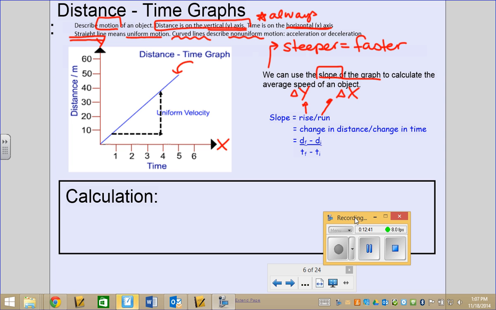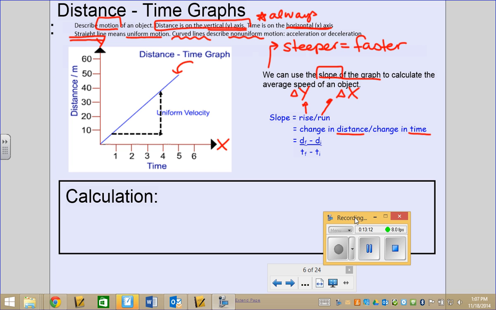In this particular type of graph, since the y-axis was distance and the x-axis was time, that's what we're going to calculate. Now you'll notice on your formula sheet, when I write the formula for slope, I didn't write 4 different versions of the slope formula. I wrote one that says it's the change in y over the change in x. That way, you can determine what was on the x-axis and what was on the y-axis.